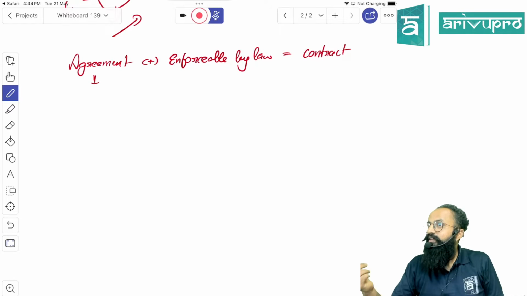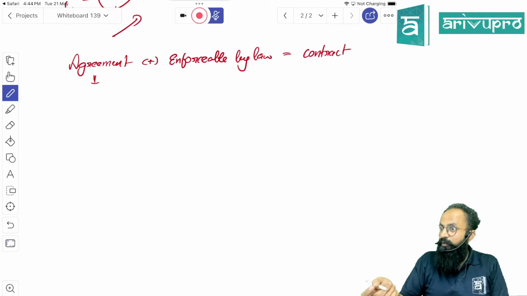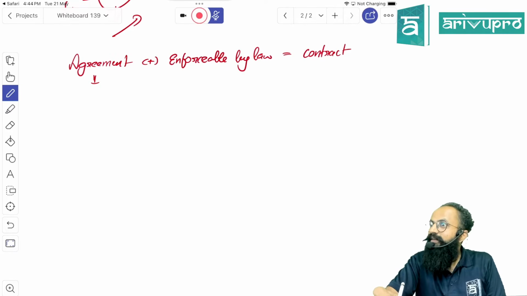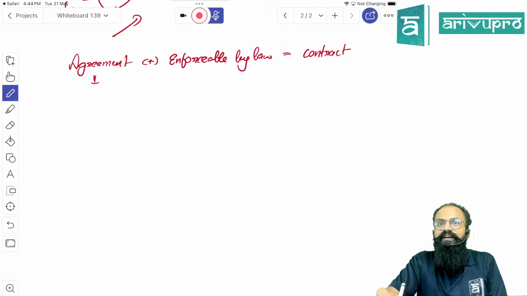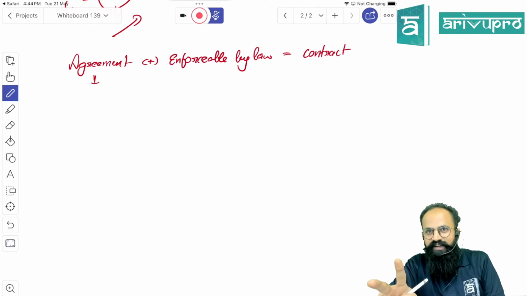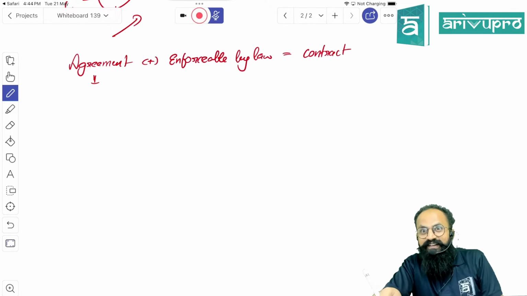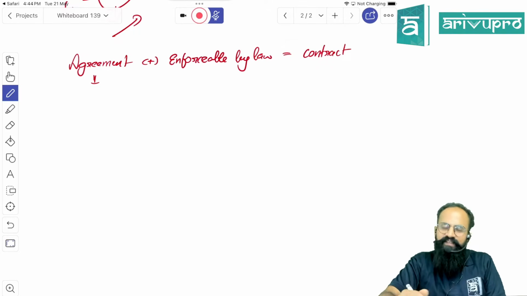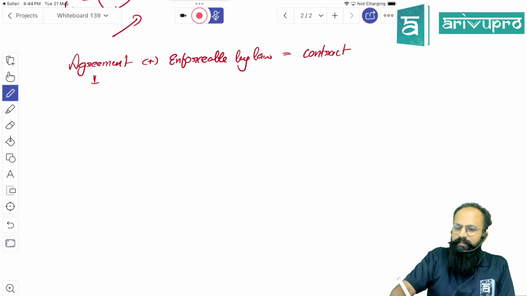Okay, it has to be between two parties. Why are two parties coming into the picture? Because it is an agreement, two parties have to be there. Yes sir. More than two is also possible, sir. Yes sir.